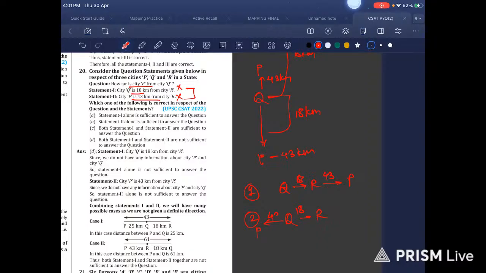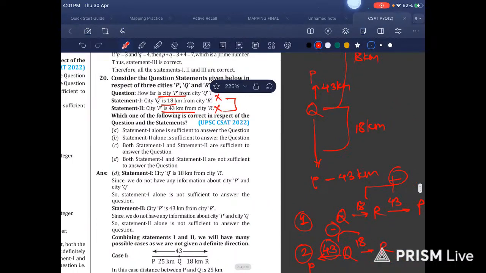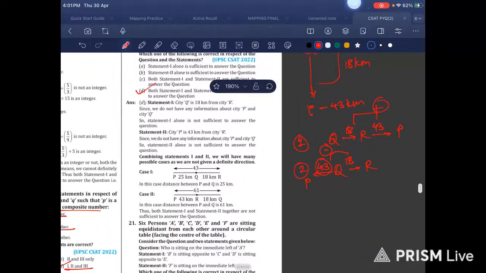Here it is P and here it is 43. So in this case you can add, and in this case you need to subtract. So even if we combine both these statements, we are not able to attain a definite answer. So option D is correct, and they have given the same logic here also. You can see case 1 and case 2, only two cases arrive at this type of questions, and they are very doable, and I would say they are very easy to solve.